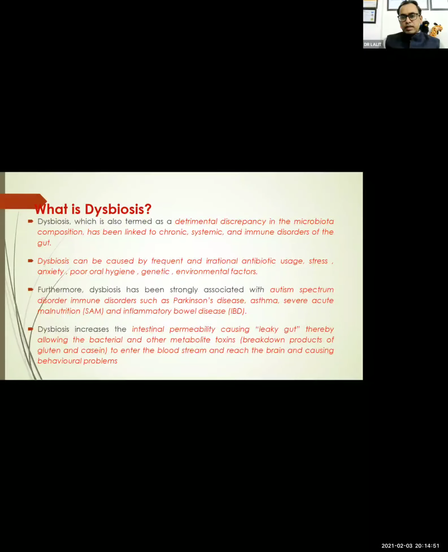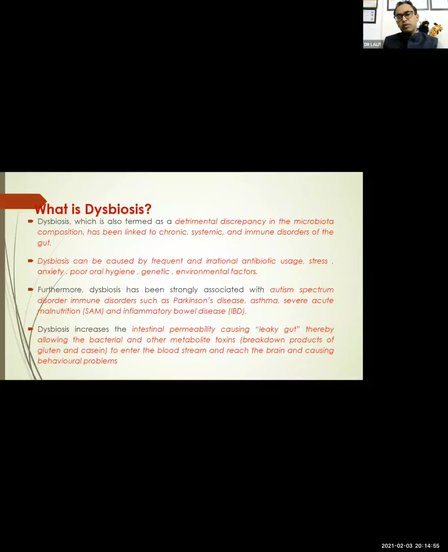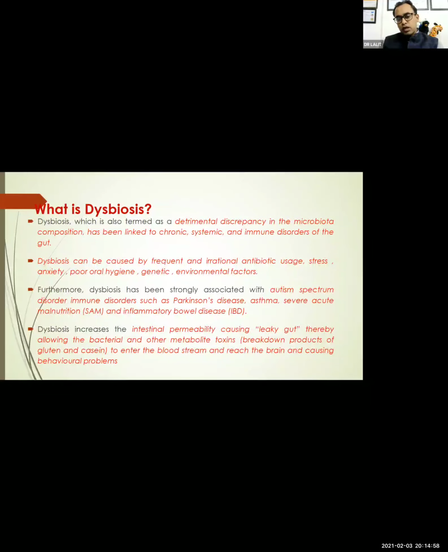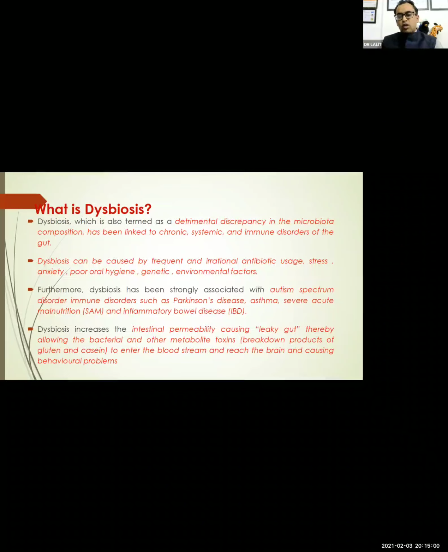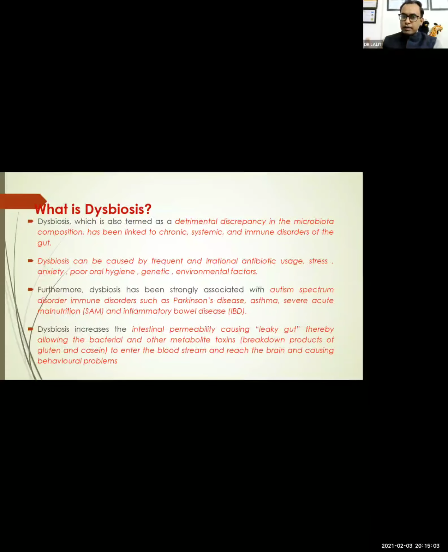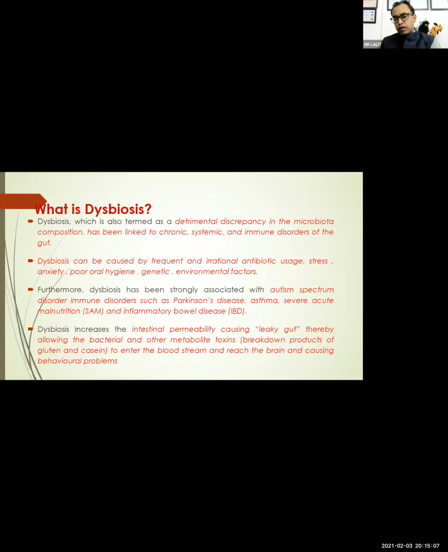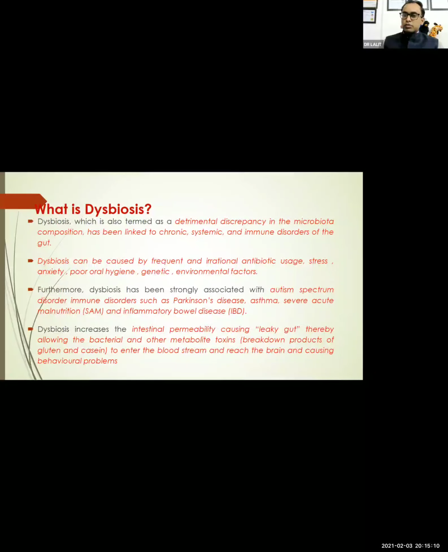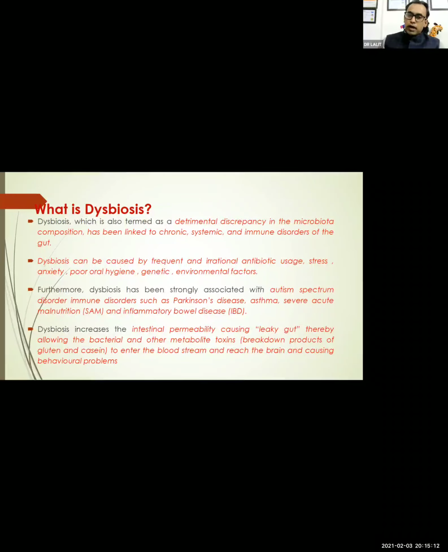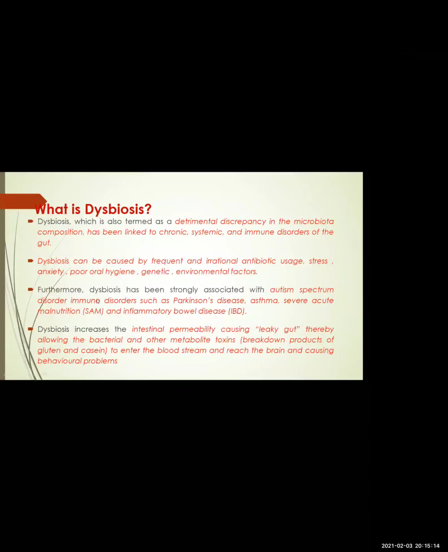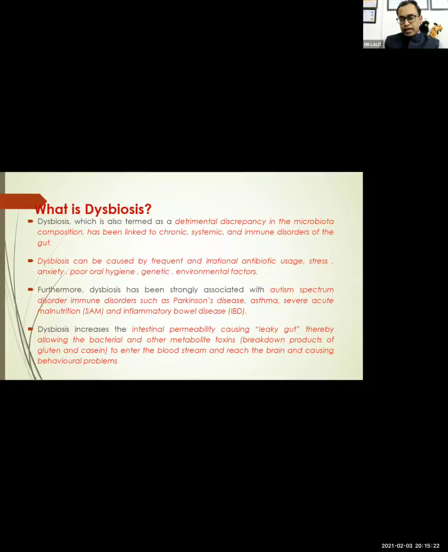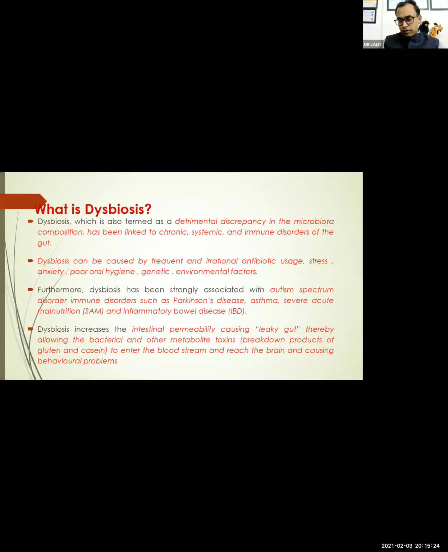Now, when these bacteria or their harmony gets disturbed, maybe due to antibiotics, maybe due to stress, maybe due to XYZ factors, the balance of good and bad bacteria gets disturbed. It causes a disturbance in the gut microbiota, what we call gut dysbiosis, or dysbiosis of the microbes in the human body or the gut. Dysbiosis can be caused by frequent or irrational use of antibiotics. It can be due to anxiety, genetic factors, or environmental factors.